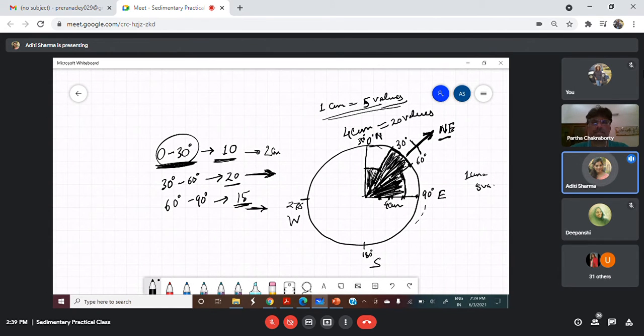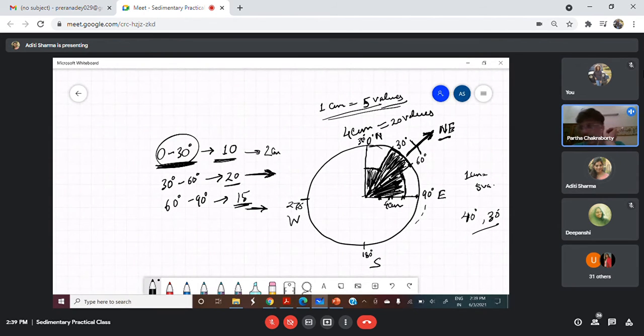In the other two methods you will get the exact value, for example 40 degree or 30 degree. In the Rose diagram you will get just a direction, like northeast or southeast. Is it clear? Yes, ma'am. Okay. Any confusion or any doubt?